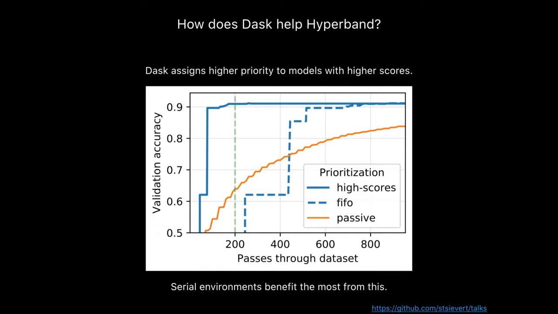And then I should mention that this was on my laptop with 4 cores. So serial environments benefit the most from this, right? Because if I was in a very parallel environment, one with an infinite amount of workers, then priority wouldn't matter at all. If I only had one worker, priority would matter a ton. So when I have a low number of workers, that's when it matters the most. Okay.